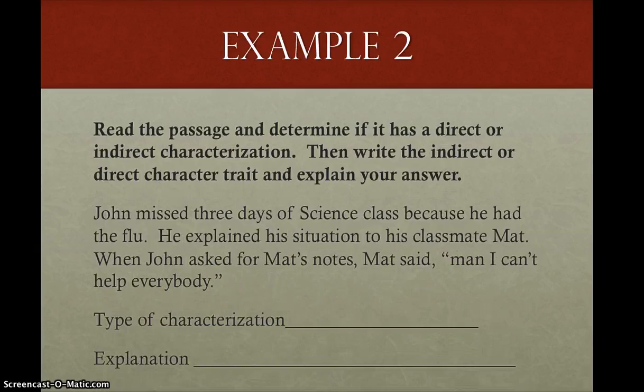Here's example 2. Read the passage and determine if it has a direct or indirect characterization. Then write the direct or indirect character trait and explain your answer. John missed 3 days of science class because he had the flu. He explains his situation to his classmate, Matt. When John asked for Matt's notes, Matt said, "Man, I can't help everybody." Now we want to look at the type of characterization of Matt and explain why.